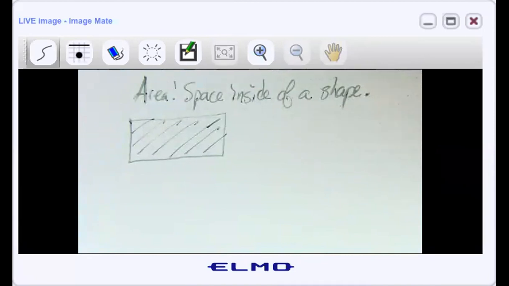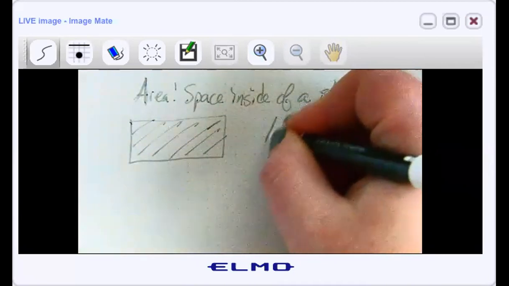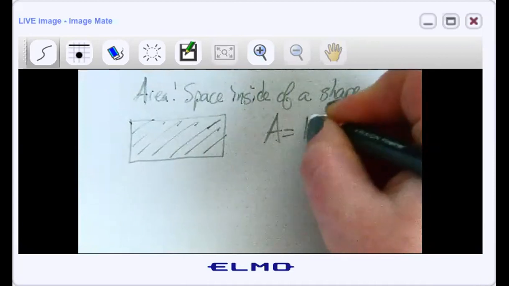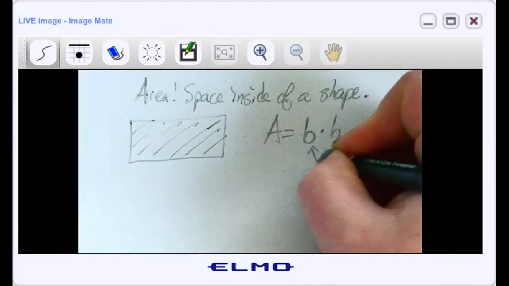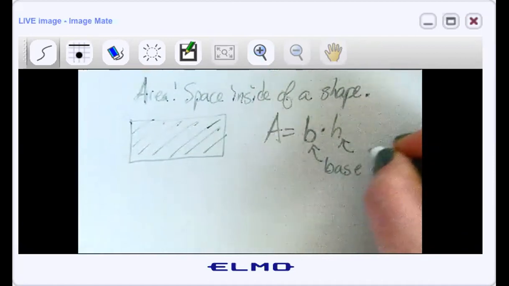So anyway, how do you find the area? It turns out that for a parallelogram, it's actually super easy. We have a very simple formula. It's just A equals base times height. So B just stands for the base, and H just stands for the height.